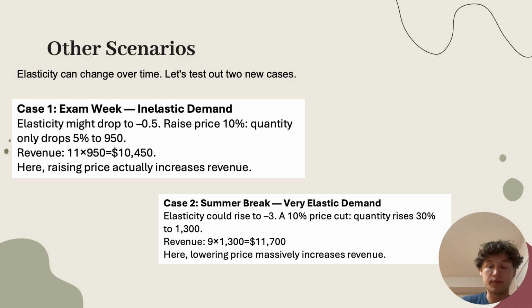Let's look at another case during summer break where elasticity might be very high. So elasticity could rise to negative 3, and with a 10% price cut, quantity rises by 30% to 1,300. So now if our price is at $9 and we multiply that by 1,300, it equals 11,700. So here lowering our prices actually massively increases revenue. One thing I want to note is that the model doesn't give one fixed answer, and it really depends on when and where you measure elasticity.